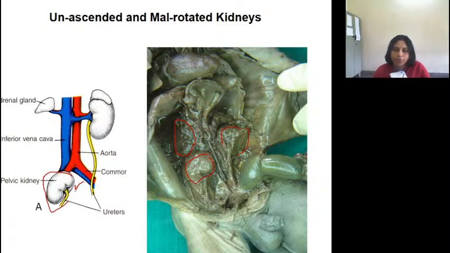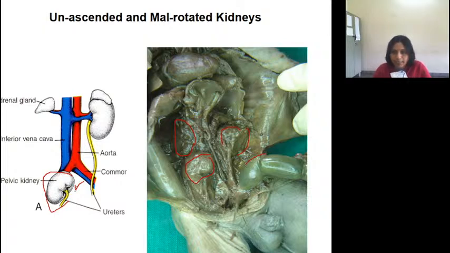If the kidneys fail to ascend, they retain their position and will not alter their shape, they will look flat. So this is an example of failed ascent of the kidneys and malrotation of the kidneys. This is a case of urogenital septum malformation defect also.